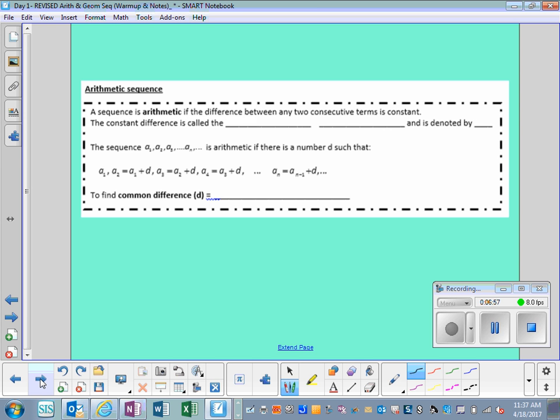I was told that you've seen some of this before, right? You know what an arithmetic sequence is. A sequence is arithmetic if the difference between any two consecutive terms is constant. The constant difference is called the common difference, and in this class it will be denoted by D.